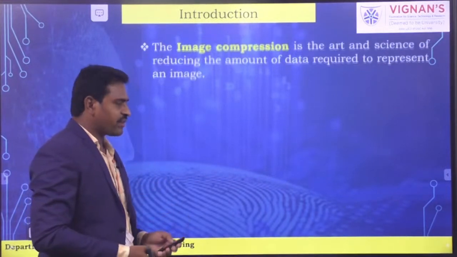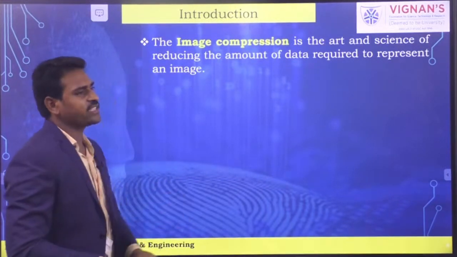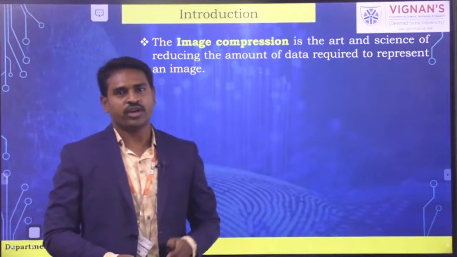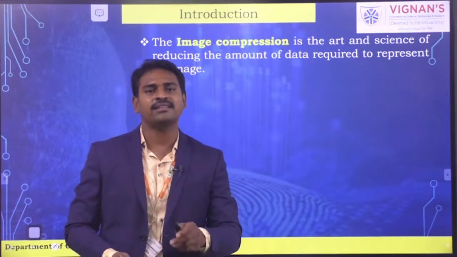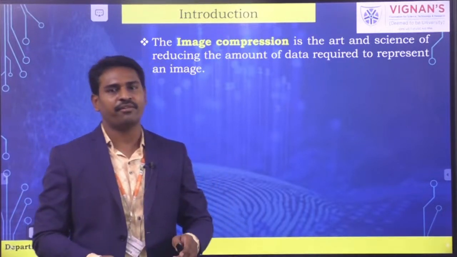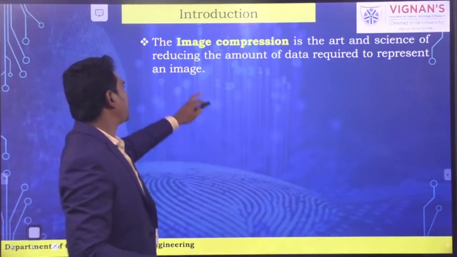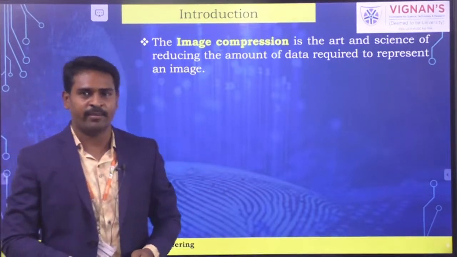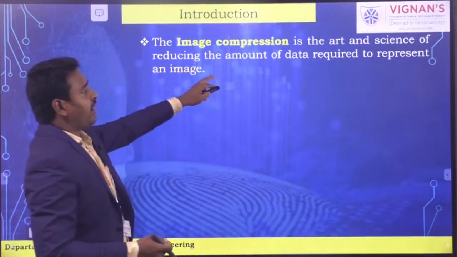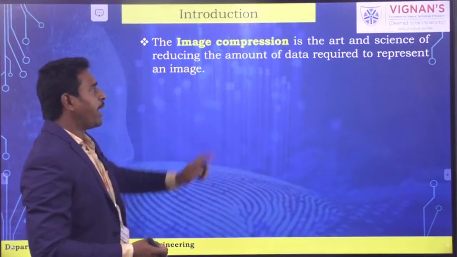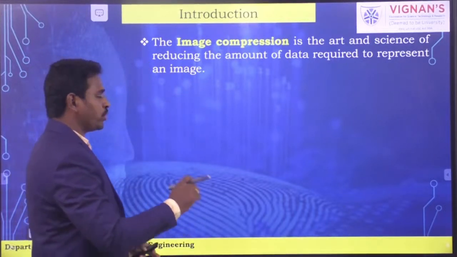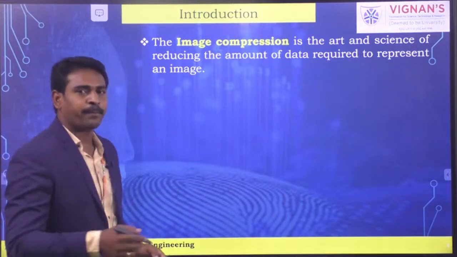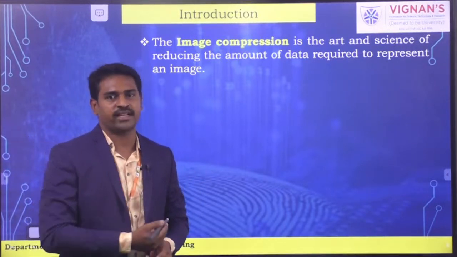Now we are going to start with image compression. What is meant by image compression? So image compression is the art and science of reducing the amount of data required to represent a digital image. So here I am telling that art and science of reducing the amount of data required to represent an image. How to represent an image? That is the question here.